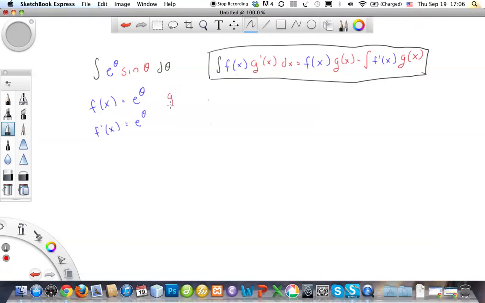And we're going to get g of x, or rather, it's all in relation to theta, my apologies. Just know that this is a function with respect to theta. So g theta and g prime theta, not quite x. Alright, so g prime we're going to set to sine of theta, and if we integrate sine of theta, we're going to get negative cosine theta.